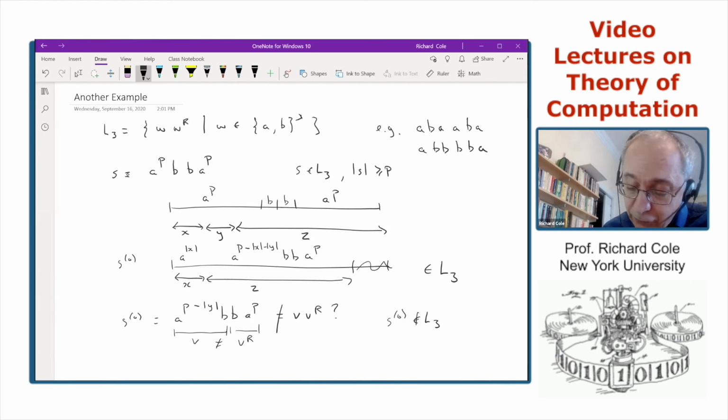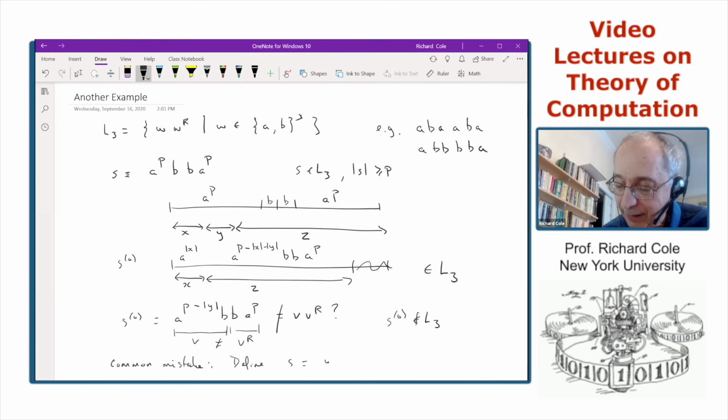Okay, and let me mention one common mistake. This is to encourage you not to make this mistake. A common mistake is to do something like this. Define S is equal to W reversed repeated P times. The trouble is, this isn't the definition of a string because W hasn't been defined. And it's pretty much impossible to make an argument starting from this because you don't know what W is.